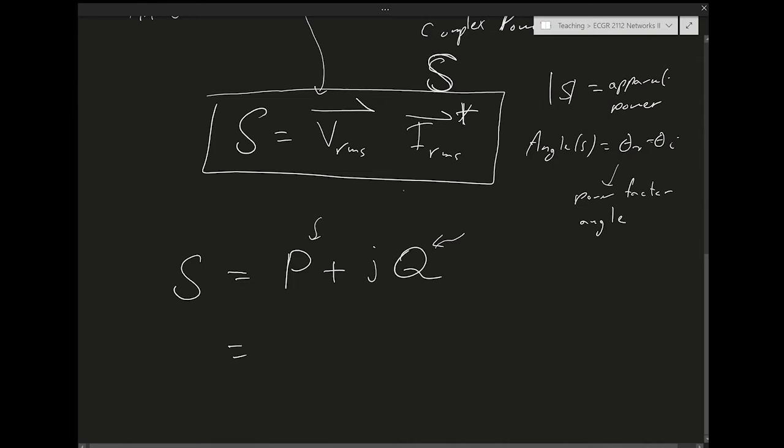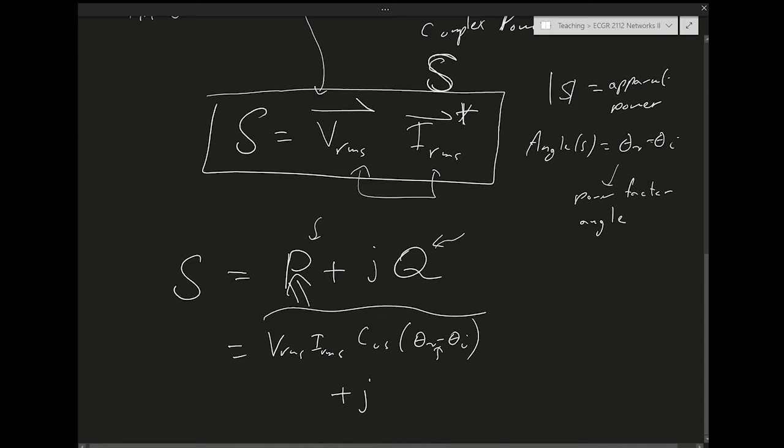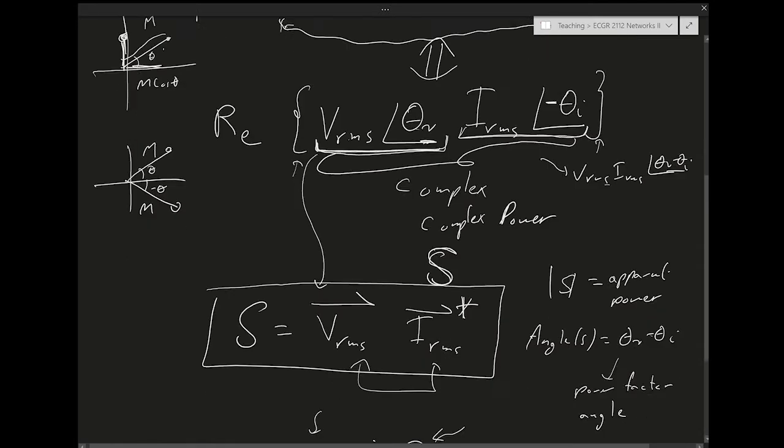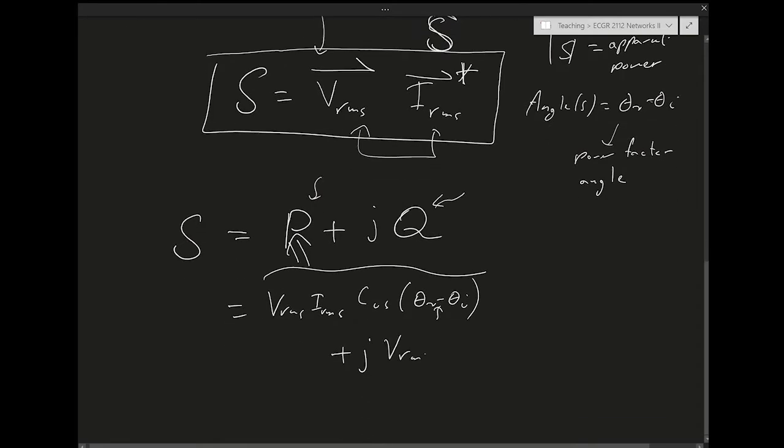It's VRMS IRMS. That's the magnitude of S. I'm just multiplying the magnitudes of those phasors, right? And then cosine of the angle, cosine of theta V minus theta I, and again the minus comes from the conjugation, plus j, right? So this is P. Now let's do the complex part. The complex part is just the projection on the imaginary axis, which is the magnitude times sine theta, right?